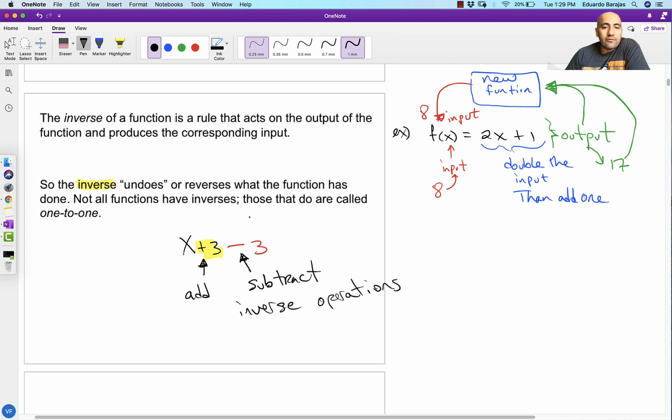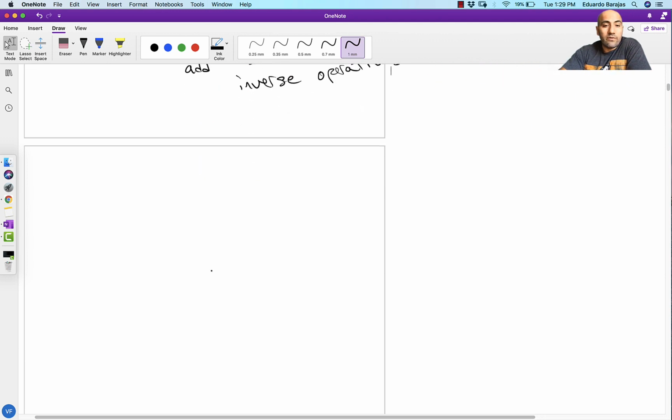So not all functions have inverse functions. Those that do are called one-to-one. In order for a function to have an inverse function, to be deemed worthy of having one, it must be a one-to-one function. So let's talk about that. What does that mean? What is a one-to-one function? How do we know if something is a one-to-one function?